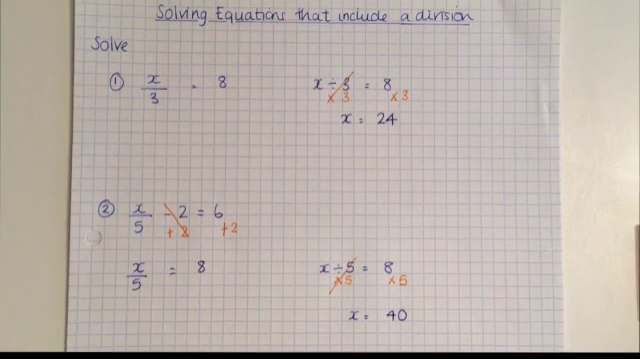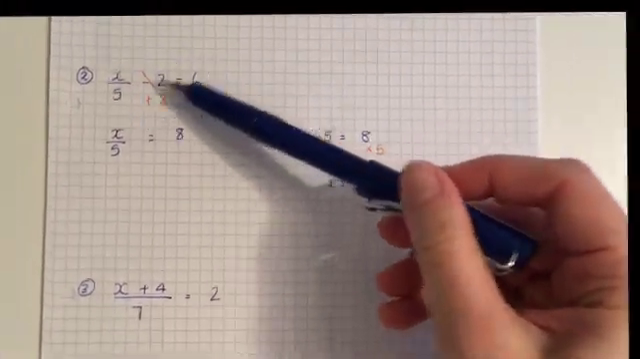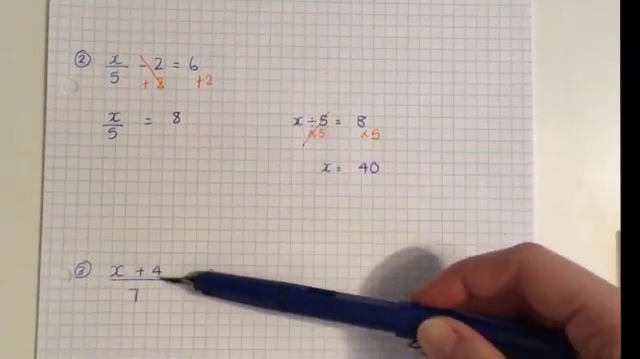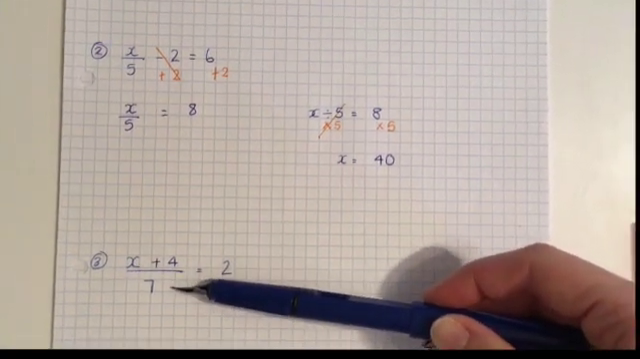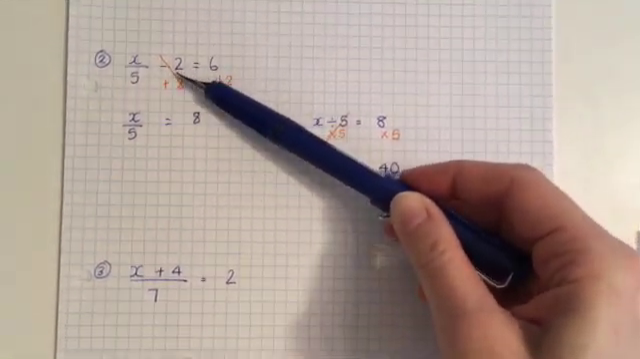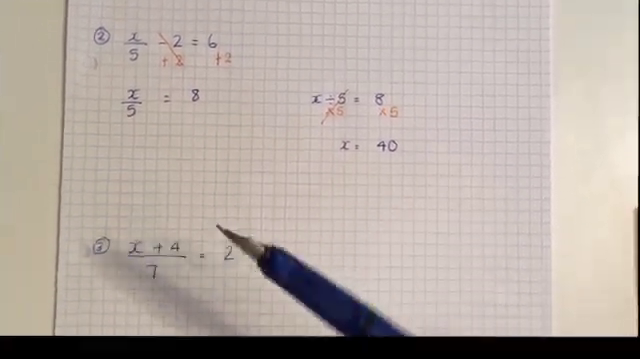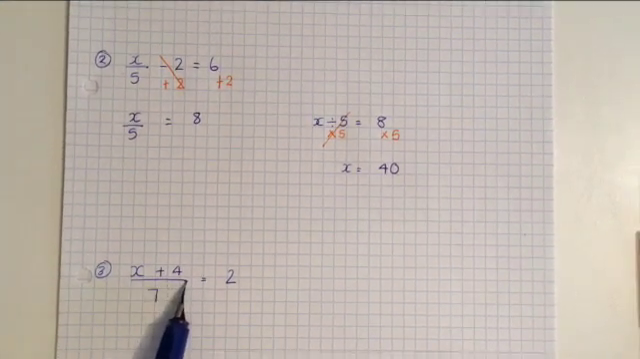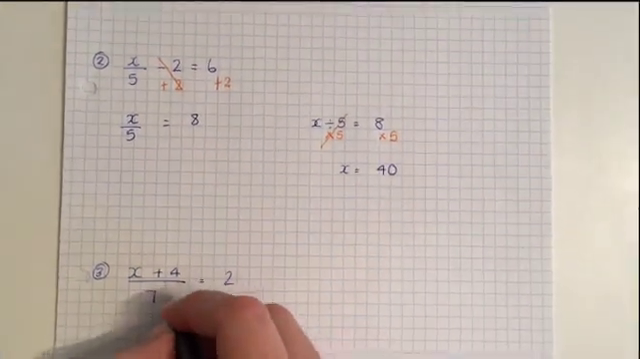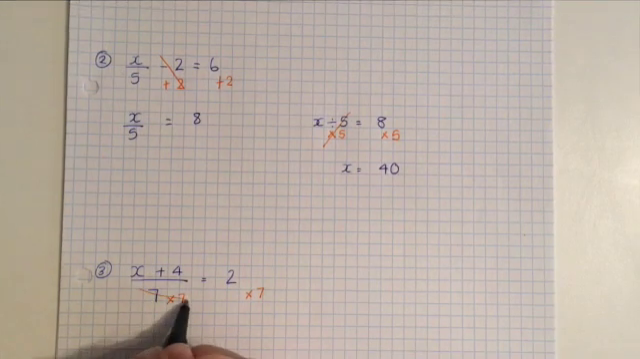Right, the last type. Now this one is different, and I'm hoping that you can see the difference between question 2 and question 3. In question 3, the whole left-hand side is divided by 7. It is only the x that's divided by 5 in question 2, not the negative 2. So we have to do it in a slightly different order, okay? Because it's all divided by 7, I have to get rid of that 7 first. So I'm going to multiply by 7 on each side so that this part disappears.